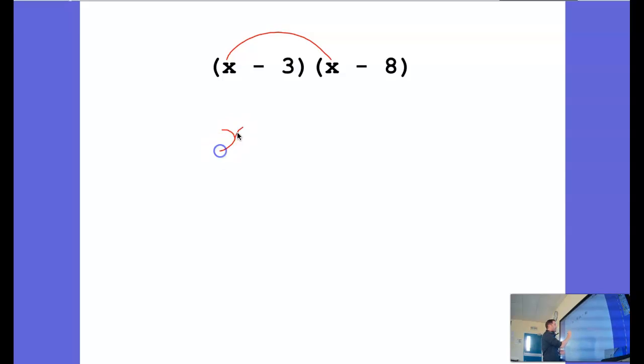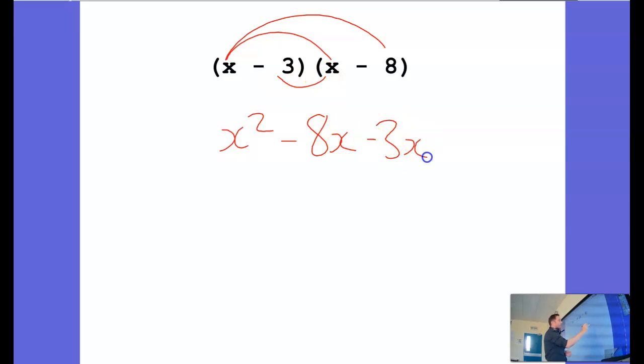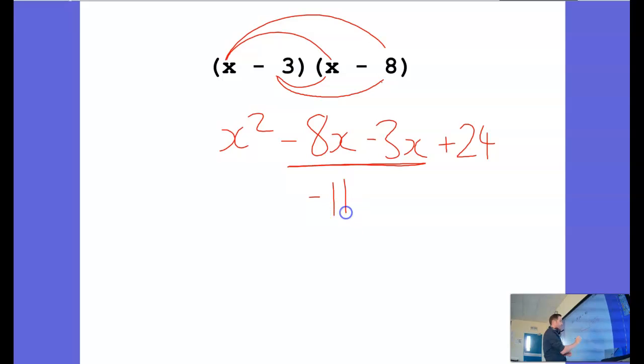Front, x times x, x squared. Outside, x times minus 8 is minus 8x. Inside, minus 3 times x is minus 3x. And then minus 3 times minus 8, a negative times a negative is a positive. And we get plus 24. So just be a bit careful. Negative times negative, easy to make a mistake there. Then when we collect our like terms, minus 8x minus 3x is minus 11x. So we get x squared minus 11x plus 24. So that's when there's two negatives. You end up with a negative term in the middle and a positive constant on the end.